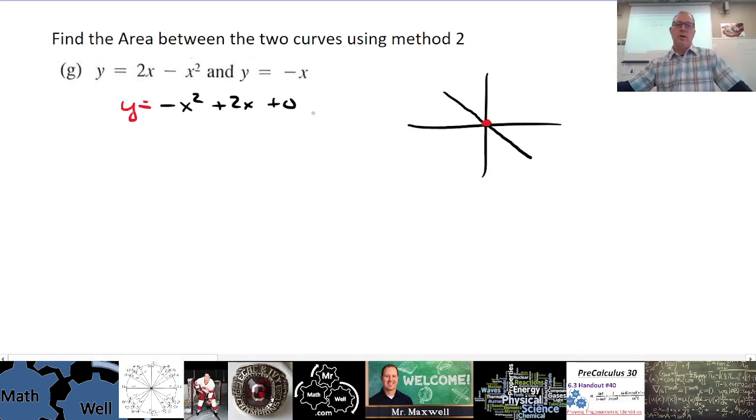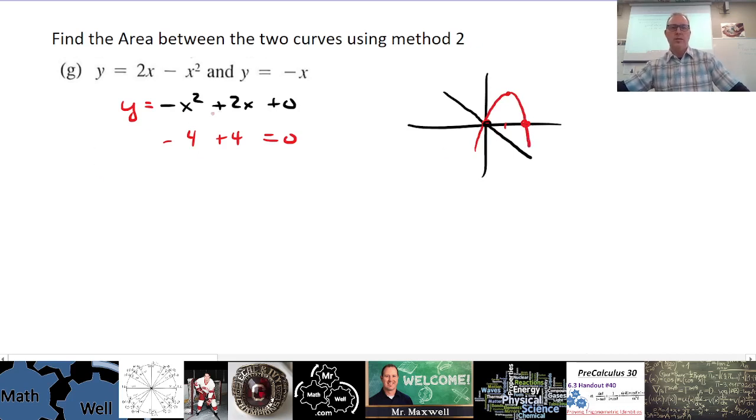And if you want to do a quick table of values, what's 1? Well, y equals negative 1 squared plus 2, which is 1, so you're going to have a 1, 1 up here. Let's do 2 and see what happens. Negative 2 squared is negative 4, plus 4 equals 0. So at 2, we've got 0 again. So it looks like we have a parabola that opens downward, has a y-intercept of 0, and x-intercepts of 0 and 2.